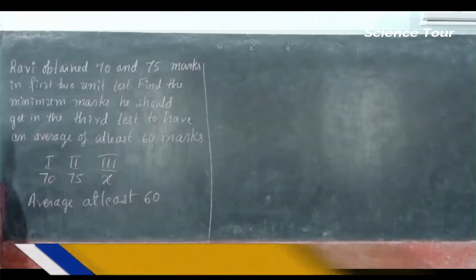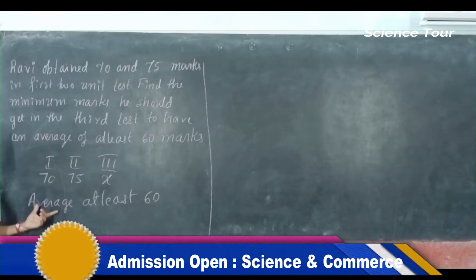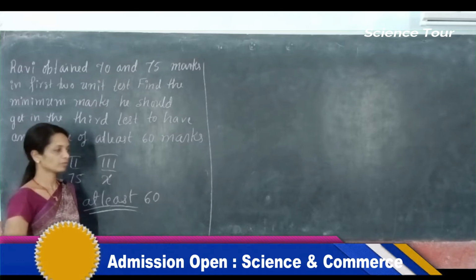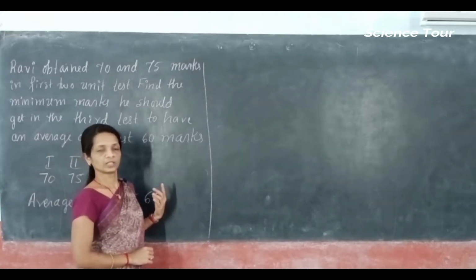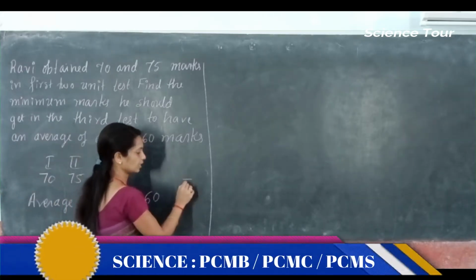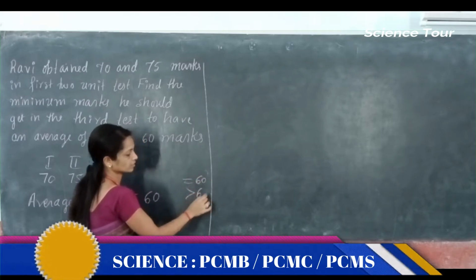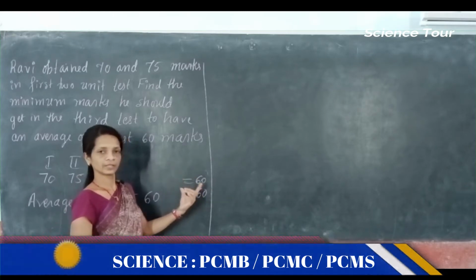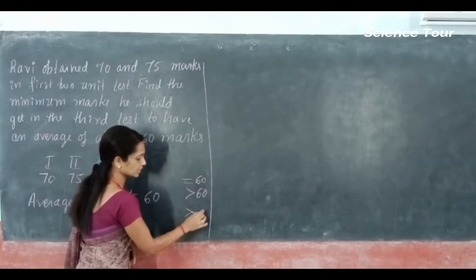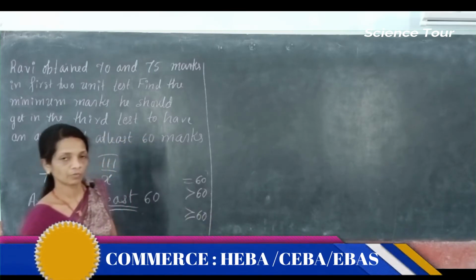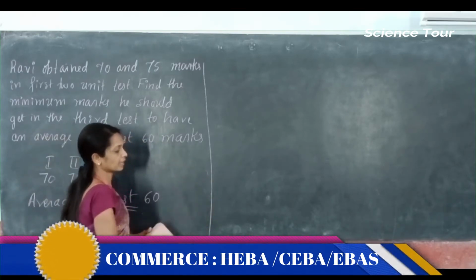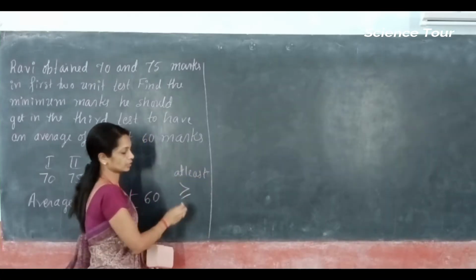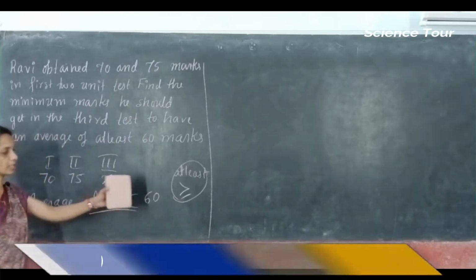By looking at this, how can we form the inequality? Average should be at least 60. At least means which symbol can we use? At least 60 means 60 or more than that, equal to 60 or more than 60. Together we can say greater than or equal to 60. So whenever you have the words at least, you have to use greater than or equal to. Keep that in your mind.